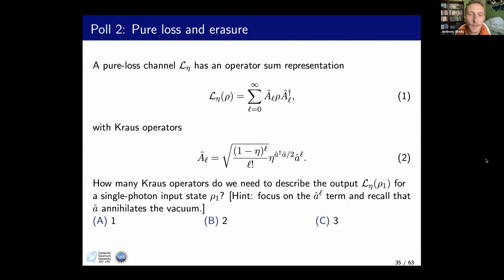Let me launch the poll. And again, a hint: you can focus just on the A^L term and recall that A really lowers the photon number, so we're losing photons. We have a single photon state input, and then we're losing photons. So given equations 1 and 2, how many Kraus operators A_L do we need?